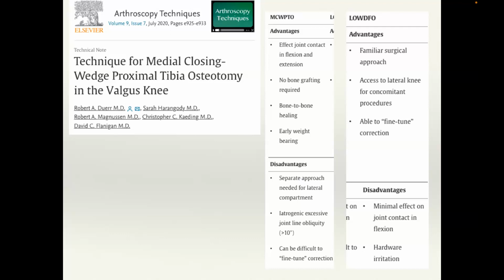But lateral open wedge osteotomy is a familiar approach, and intraoperatively you can do fine correction and assess for concomitant procedures. The disadvantage of the medial closing wedge osteotomy is that if there is excessive joint line obliquity of more than 10 degrees, it will be done if you don't know properly, and fine tuning correction cannot be done in the medial closing wedge osteotomy. Whereas the lateral disadvantage is a minimal effect on the joint contact, and there will be hardware irritation.